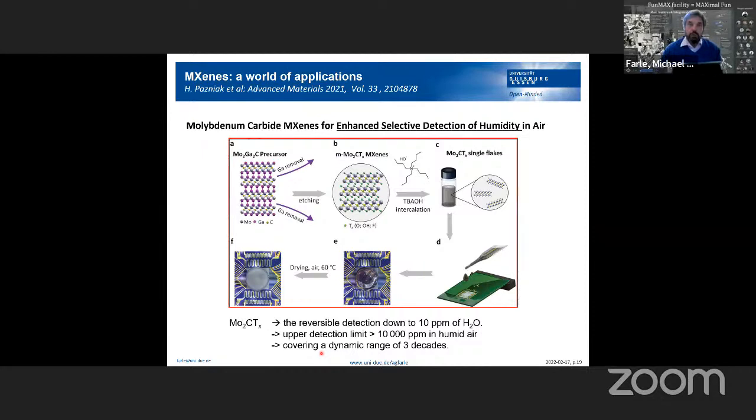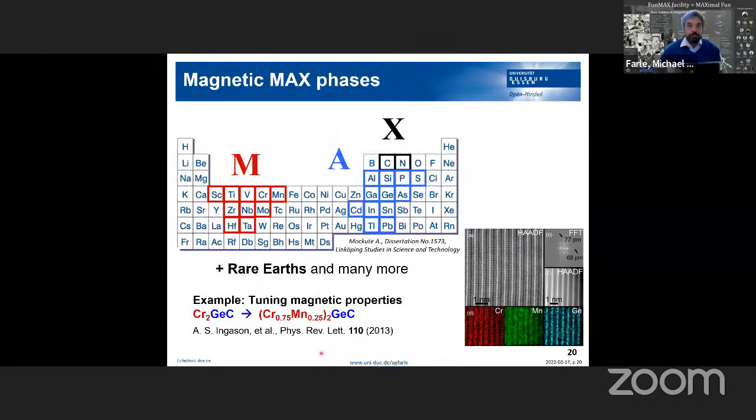Okay, so that's a non-magnetic example. Now let's move to magnetic MAX phases. So you have the M elements, you have the A elements, the blue ones, you have the black C and nitrogen bonds. You can have now a boron, and as I will show you, you can also have iron. And below here, one has also rare earth, and I might say many, many more compositions.